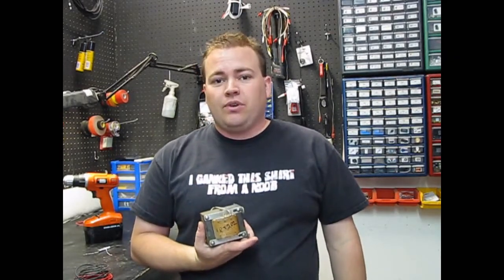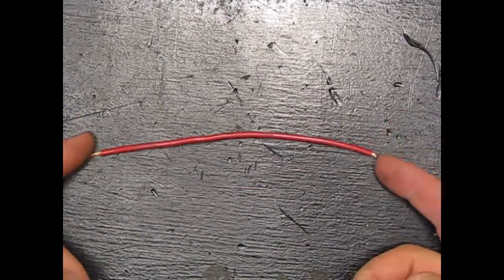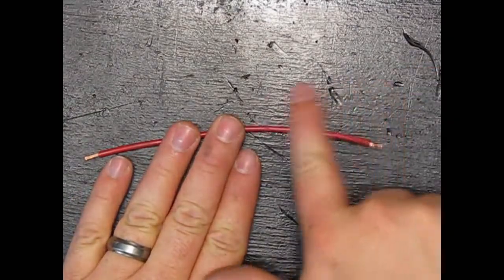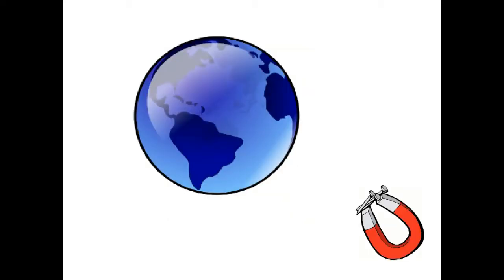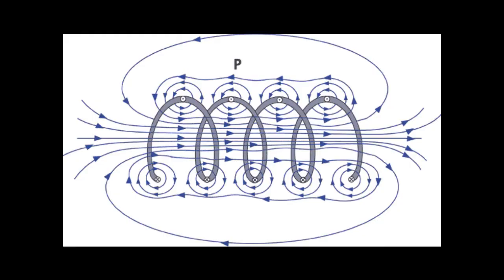How does that work? Well, there are 2 things you need to know first. Number 1, when you pass electricity through a wire, it creates a magnetic field. Just like how you can take a magnet and pick up metal objects, or the magnetic field in the earth, it's the same thing, only it's created by electricity moving through a wire.